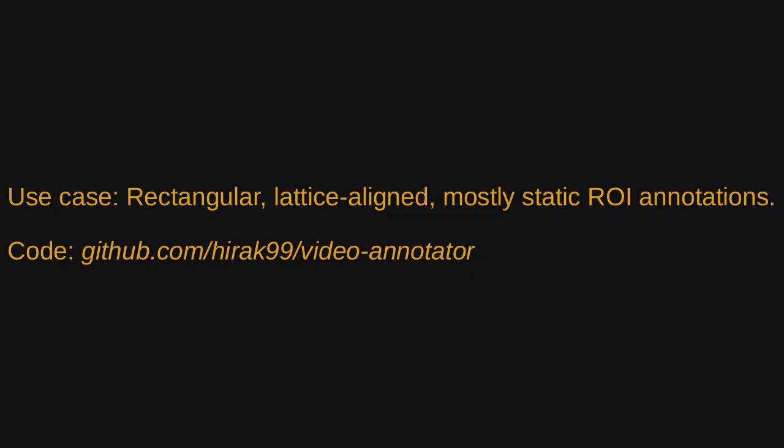This tool is designed for efficient manual labeling with a focus on simplicity and reliability. It supports rectangular, mostly static, lattice-aligned ROIs or regions of interest. If you need more advanced annotations, like segmentation or moving regions, other tools may be more suitable. However, feel free to submit a feature request or contribute. The source code and further documentation are available on Github, where you'll find more details on setup and customization.